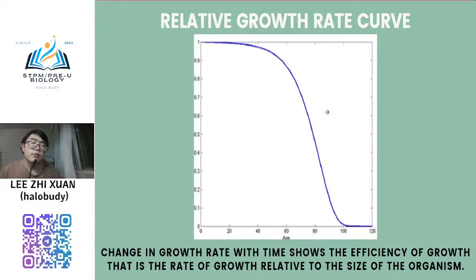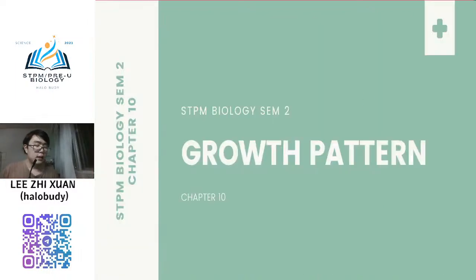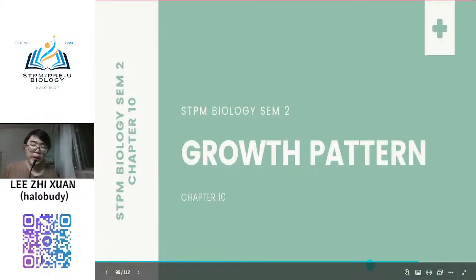Okay, so these are the 3 types of growth curve. You only have 3 types only. And all these growth curves can be applied to any organism. Not only plants, humans and also animals can be applied. Use just only the change of the parameter. Okay. Next, I will go to the growth pattern.